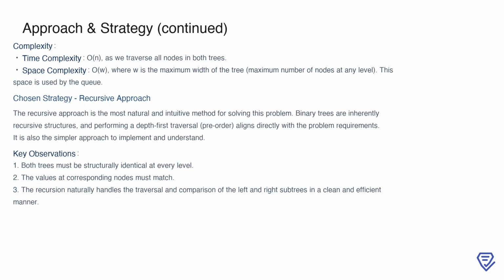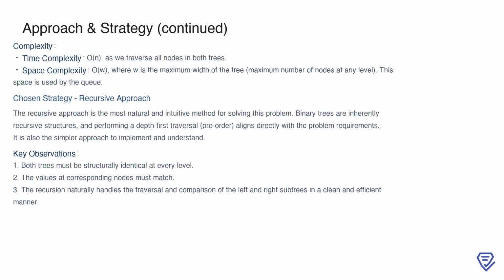For the iterative BFS approach, the time complexity remains O(n), as we still need to traverse all nodes in both trees. The space complexity, however, is O(W), where W is the maximum width of the tree. This width corresponds to the maximum number of nodes present at any level, which determines the size of the queue.